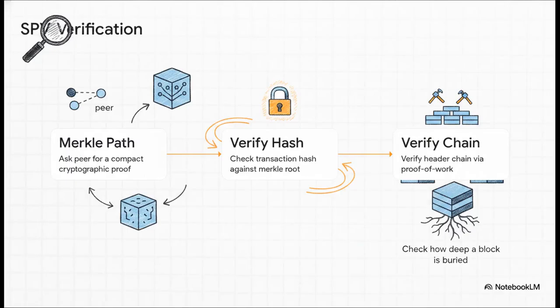But that begs the question, how does it actually know a transaction is valid without seeing the whole history? Well, instead of combing through the entire chain's history for double spends the way a full node does, an SPV node simply asks a peer for a compact cryptographic proof. It's called a Merkle path. It then verifies that path against the block header. Basically, it's just checking how deep a block is buried. It completely trusts that the network's collective computing power, the proof of work acting as building blocks on top of it, serves as a highly reliable proxy for validity.